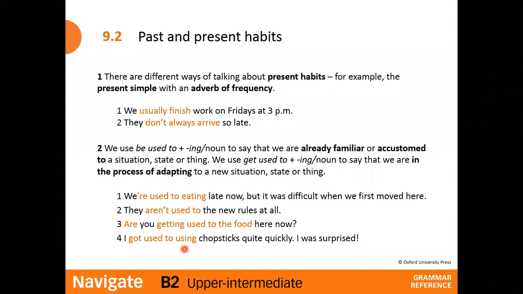Here you can see using, right? Got used to using, verb ing, then chopsticks, the object, right? So here you can see got used to, the past form of get used to plus verb ing, and here you can see get used to plus noun, okay? Right, be careful with these two structures. So be means you already have a habit of doing something, get means you are learning to do something new, all right?